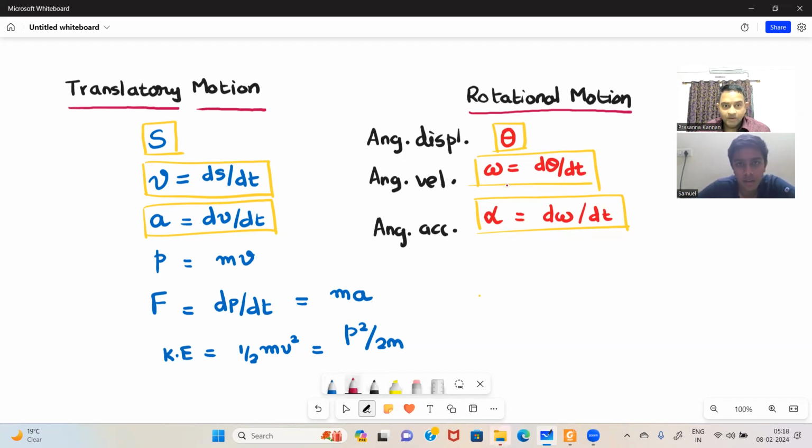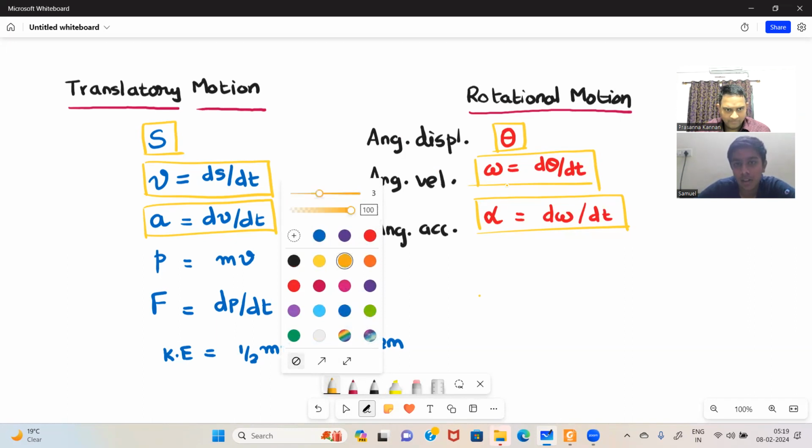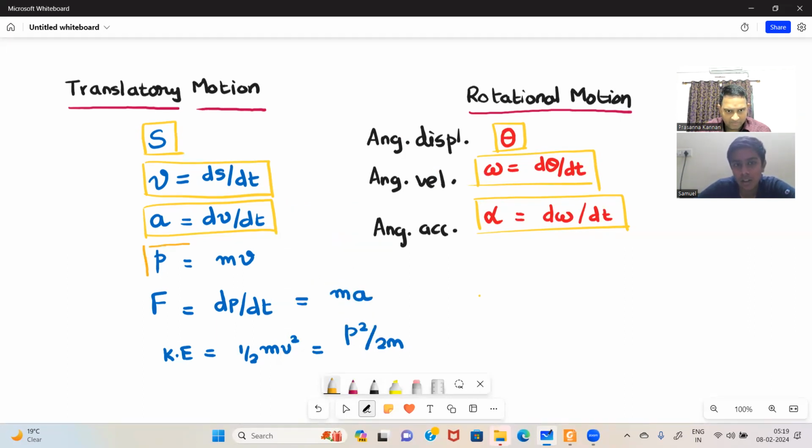Then what is momentum? Not rho, P. Simple P. So what is momentum? P equals mv. Mass into velocity, correct?